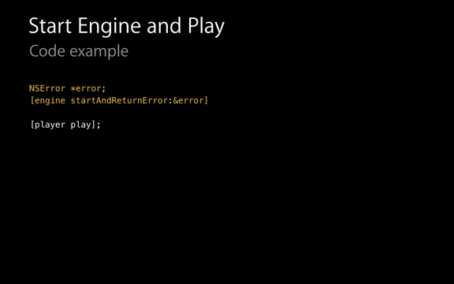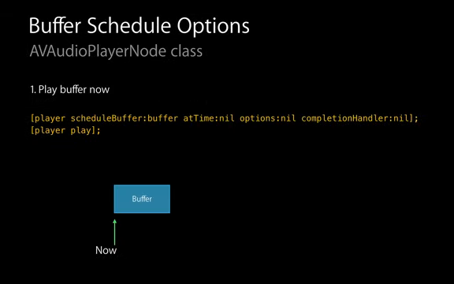So now that I've scheduled my data on the player, I can go ahead and start the engine. This creates an active render thread, and then I call play on the player. And the player will do the work of reading the data from the file or the buffer and pushing it on the render thread. So let's now talk about the different buffer scheduling options.